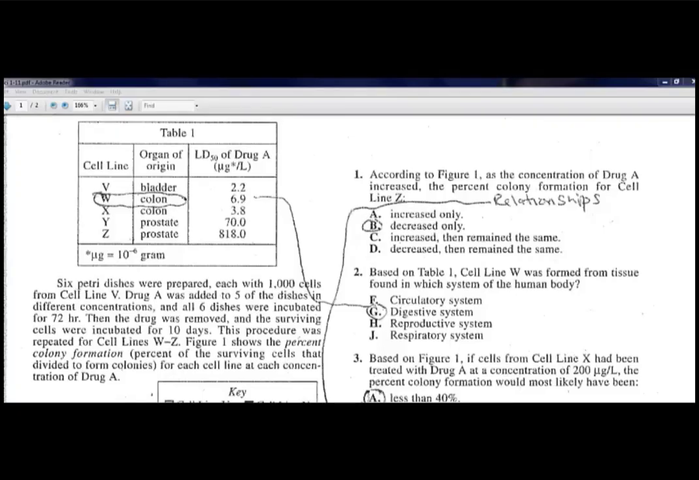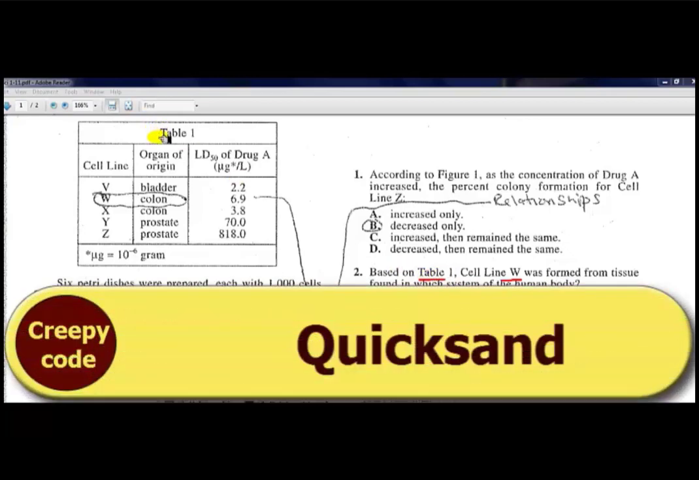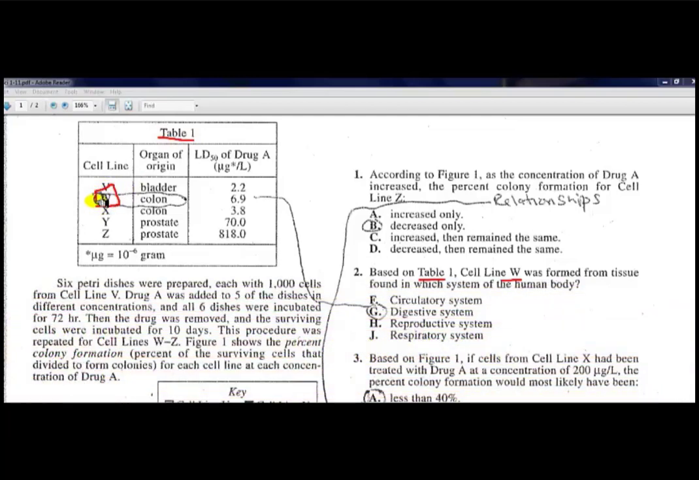Test 68C, Science Practice Problem number 2. Number 2 states, based on Table 1, cell W was found from tissue found in which system of the human body? First thing you want to do here is go up to Table 1 and find cell W. It's right here. And then it says organ of origin is the colon, and then you want to Scooby-Doo that into the answer. The colon is from the digestive system. Number 2, G.